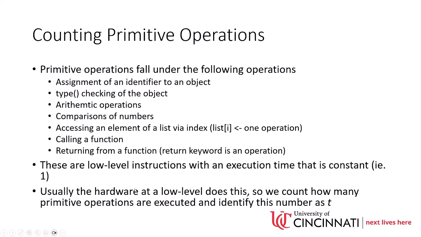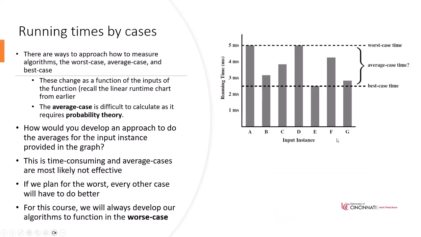Now, why do we call these primitive? It's because in Python, these are low-level instructions, and the execution that occurs is constant. So it happens immediately, right? Usually the hardware at a low level does this, so we count how many primitive operations are executed and identify this number as t. So if you go through a function, you check a number once, and then you return from it, that's going to be 2 operations, and if you call that function, that's a 3rd operation. Okay, so again, why I'm talking about primitive is that whenever we're saying how many operations occurred in this function, that's what we're going to want to look at.